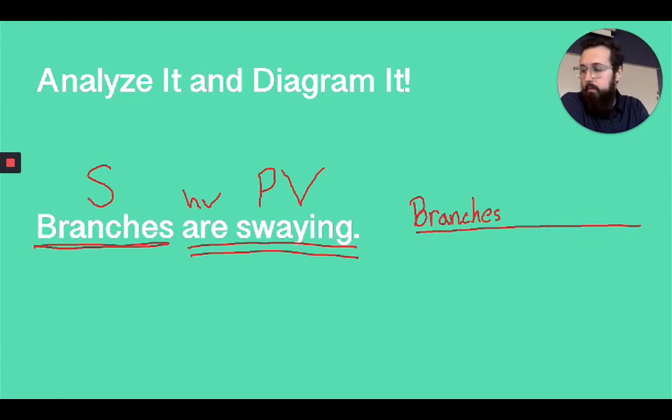Now I'm going to draw a vertical line that crosses the baseline. And then I'm going to write the predicate, helping verb and action verb on the baseline to the right of this vertical line. And if you need to, extend your baseline a little bit. So that's diagramming the sentence. Branches are swaying. Let's look at one more.